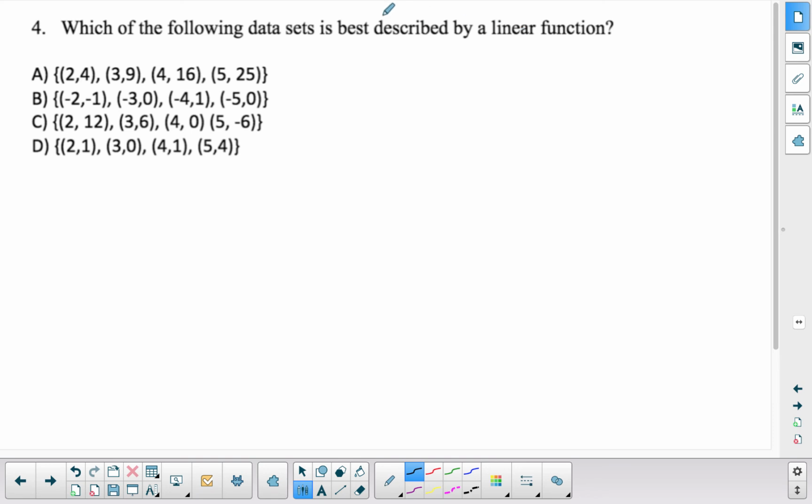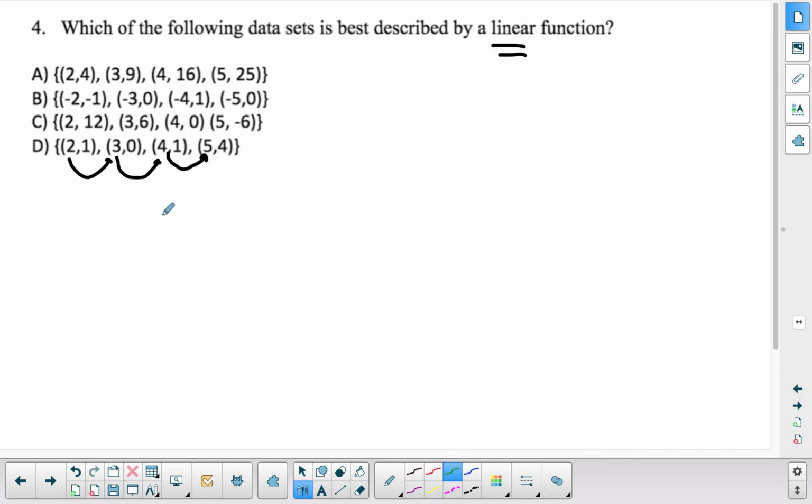So this one right here, it says which data set is described by a linear function. Linear means the slope doesn't change. So as I look at these, I'm going to skip to letter D. The change in x is 1. The change in x is 1. The change in x is 1. Okay, that seems to be pretty straightforward.